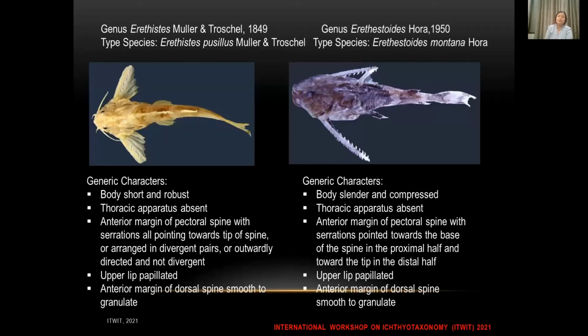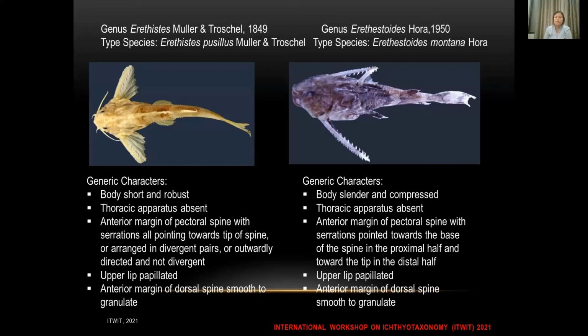Coming to Erythistes and Erythistoides, both are similar in having the thoracic adhesive apparatus absent. But we can see the difference in body structure in both genera. The body is short and robust in Erythistes, but a little slender and compressed in Erythistoides. It is compressed from the pectoral fin region, not from the head region.